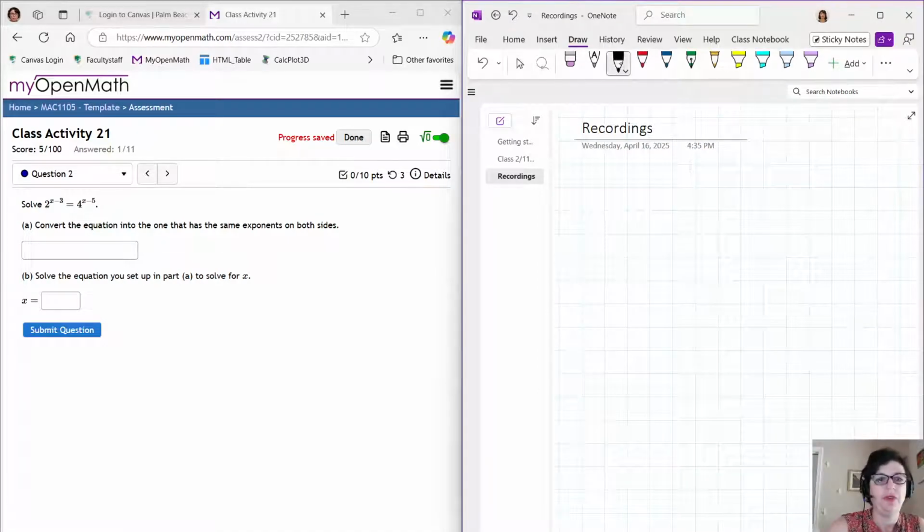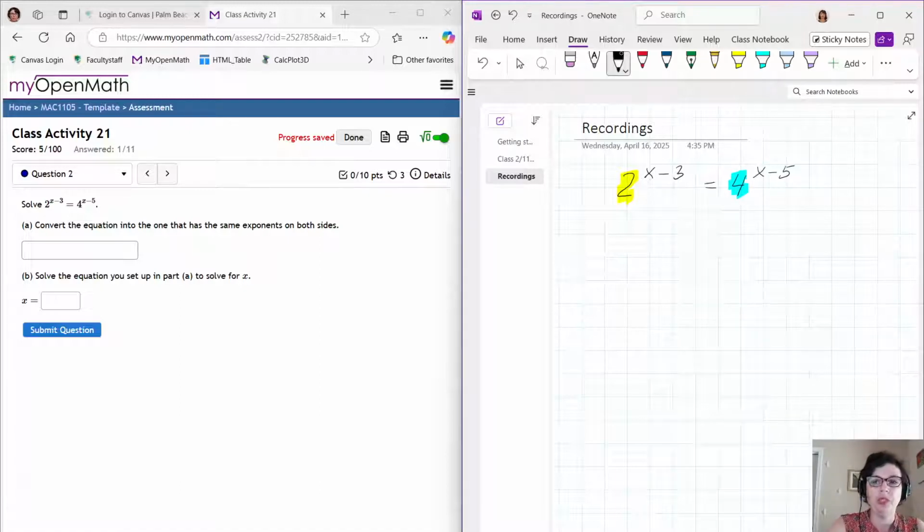Continuing our study of exponential equations, we're now going to solve an exponential equation that has different bases. So you cannot directly equate the powers because you have a 2 on the left side as a base and you have a 4 on the other side. However, what you can do is transform it so that you have the same base on both sides.